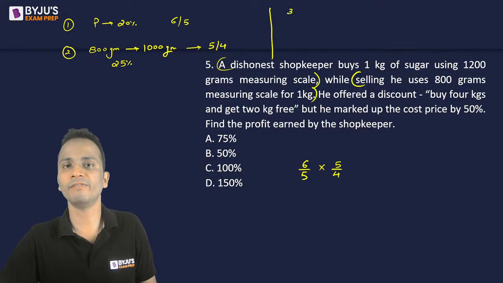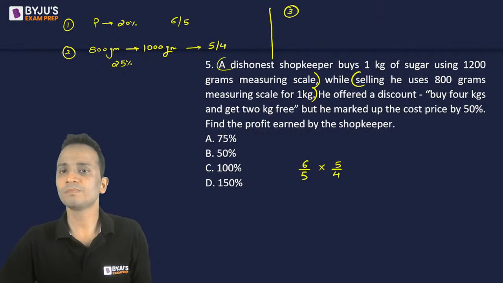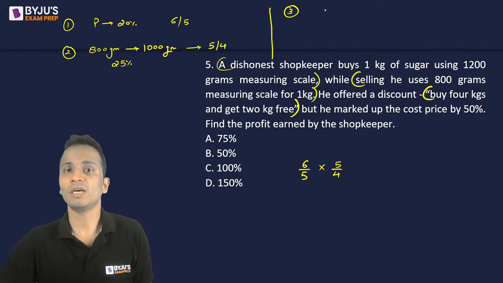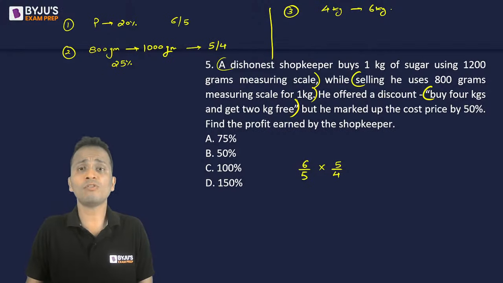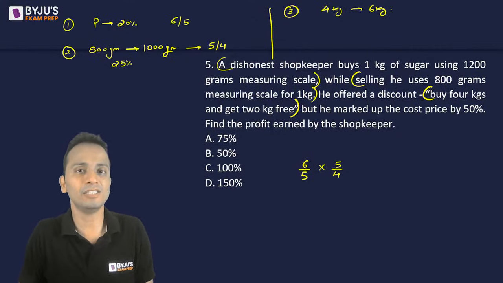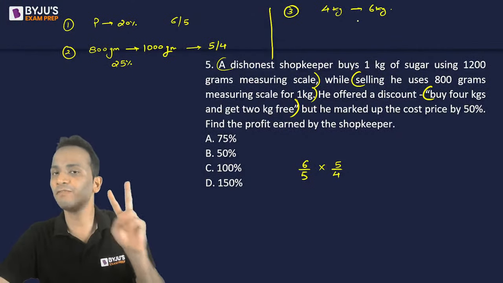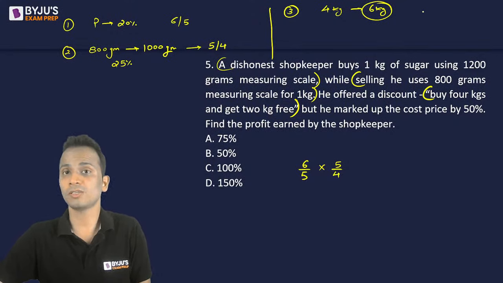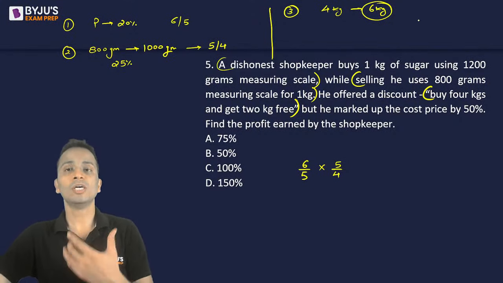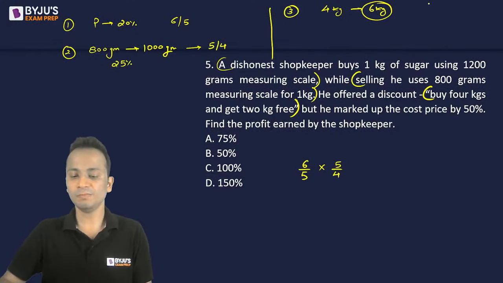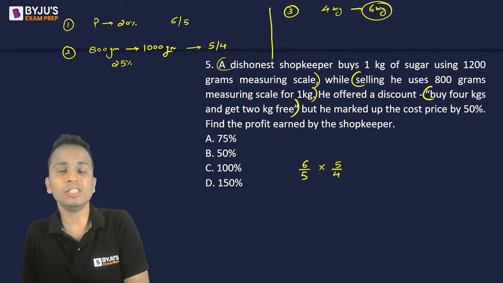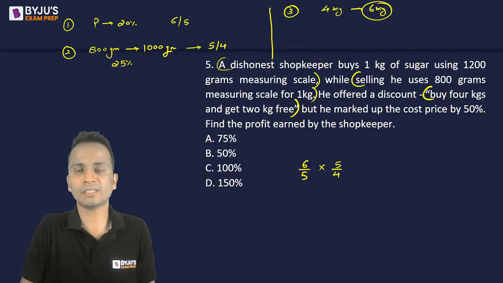Now let's talk about the third effect. Now he offered a discount: buy 4 kgs and get 2 kgs free. So if a person asks for 4 kg, he will get how much? 6 kgs. So at the price of 4 kgs, a person is getting 6 kgs, right? So that means he's giving 2 kgs free on every 6 kgs. So here he is having a loss, because 2 kg तो उसको फ्री में देना पड़ रहा है on every 6 kg, right? So ये समझ लो कि the shopkeeper is giving 6 kgs and is taking money for 4 kgs, right? Am I clear?